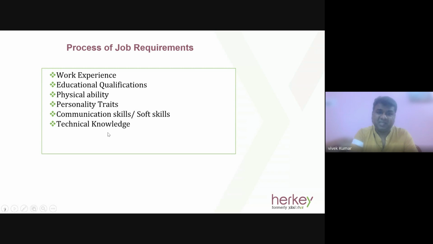And finally, the technical knowledge. So let's say I was talking about this case of the web developer, software developer. Okay. So in that case, you need to highlight certain things like the programming languages they must know, right? And certain other things like any kind of tools, platforms, technology that they must be aware of. So all those kinds of things can be highlighted over there. Okay.